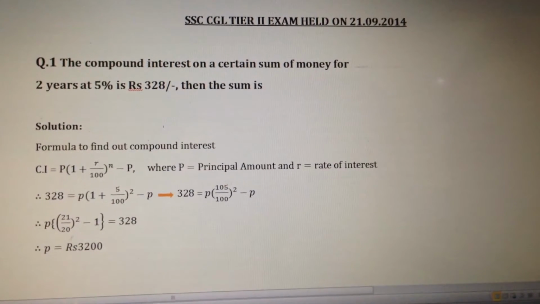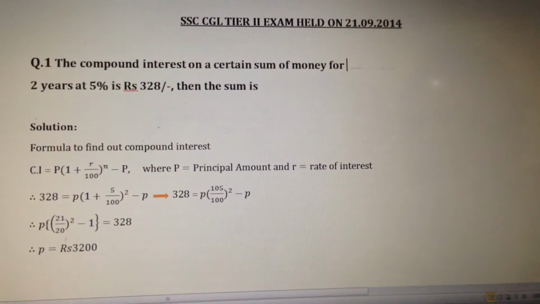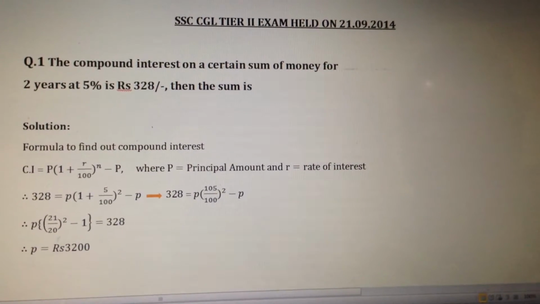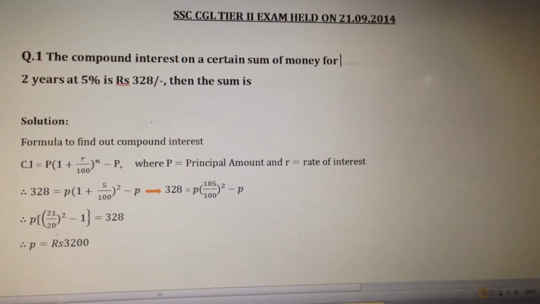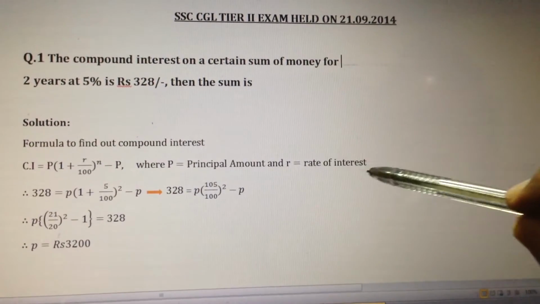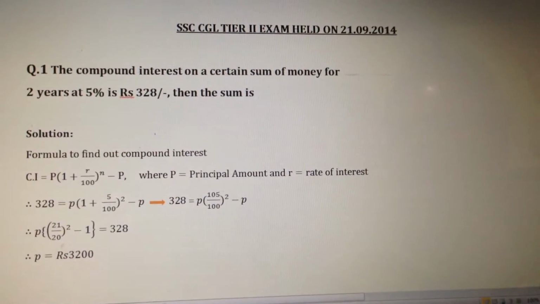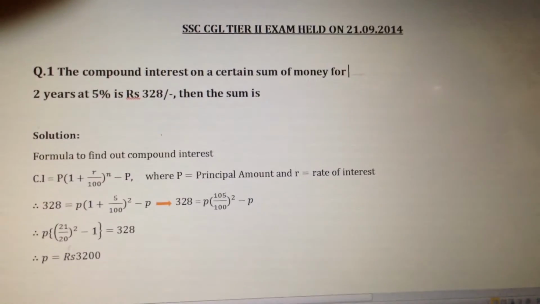There is a formula to find out compound interest. The formula is P into (1 plus R by 100) whole to the power of N minus P, where P is equal to principal amount, R is equal to rate of interest and N is equal to number of years. Let us substitute the given values in this formula.